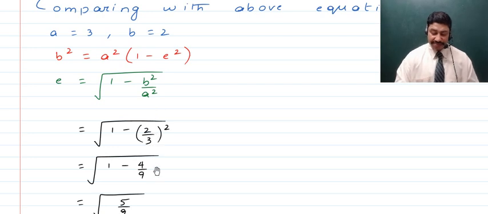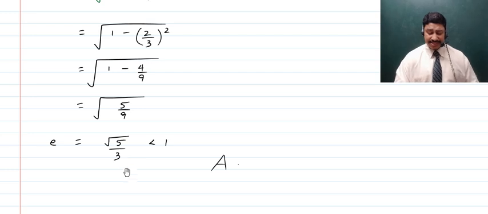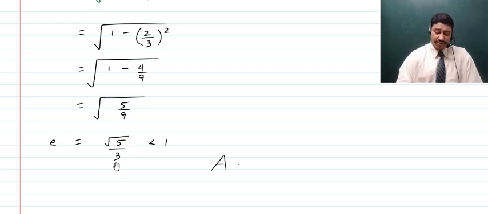So thus this becomes equal to 4 upon 9. When you take an LCM, this will become equal to 9 to be the LCM, and 9 minus 4 will give you 5. And when you take a root of this, then this will become root 5 upon 3, which actually is the value of eccentricity.